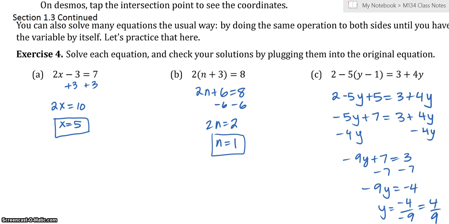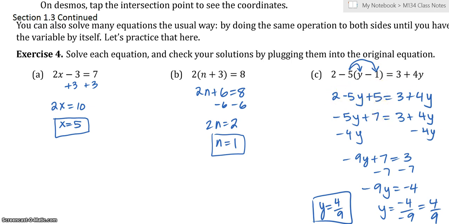Part C. Again, don't forget to do the distributive property first. This one's a little bit trickier. If you got the correct answer, it's y equals 4/9. Let me just rewrite it over here. I'm going to use the distributive property first, so we have to distribute the -5, so that would be a -5 and then a +5 there. We're going to add like terms on the left, making it a 7.